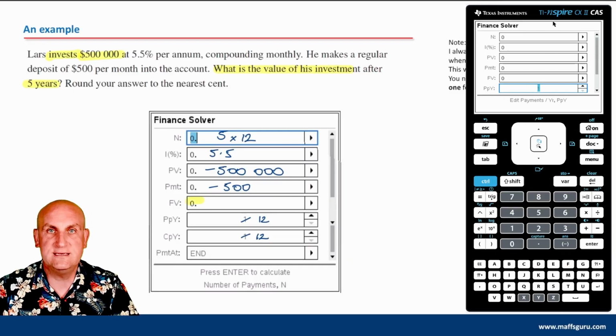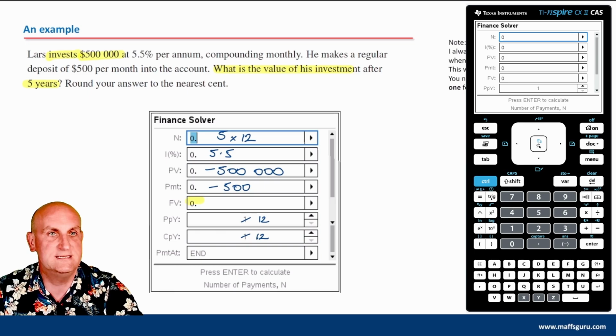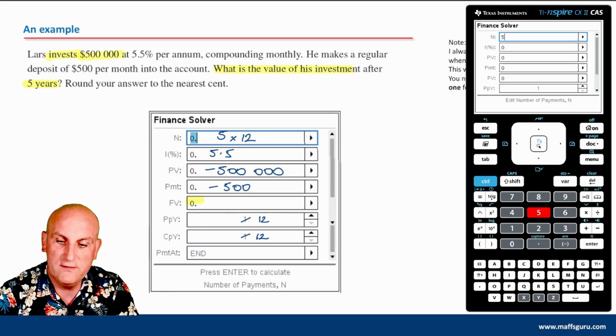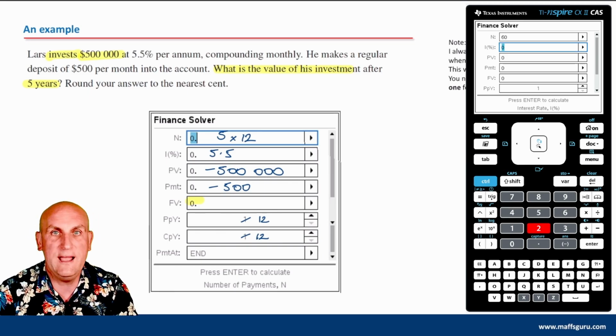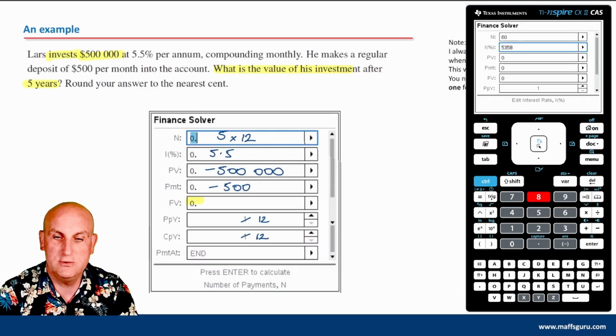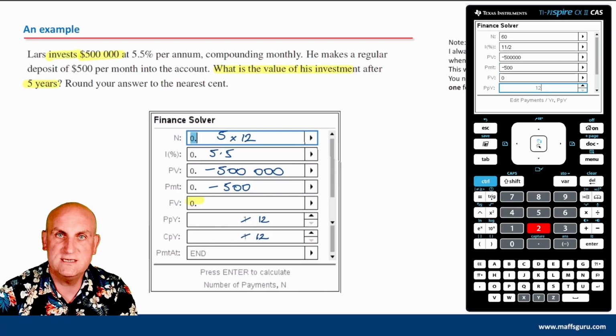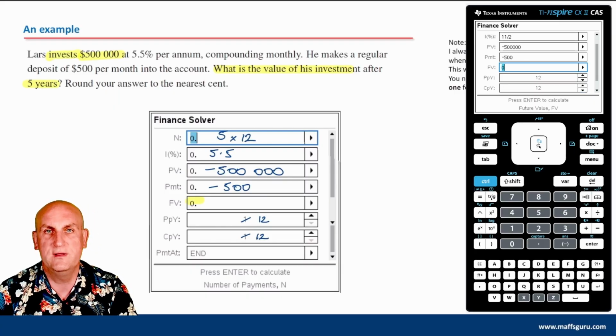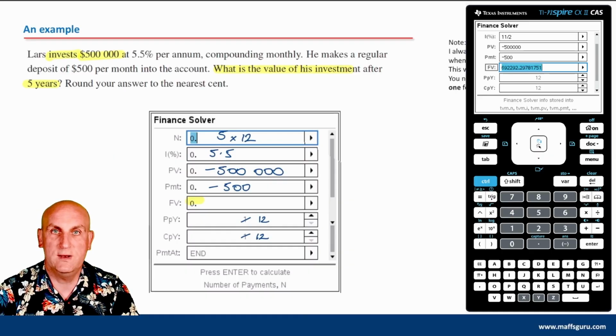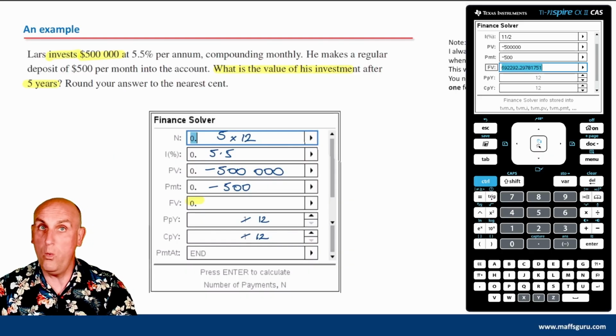So I'm going to fire up my calculator, and here we go. I'm going to put in the values. Delete, 5 times 12, and I normally do tab because it'll take me to the next section. 5.5, minus 500,000, minus 500, tab, tab. Change that to 12. That should also change to 12. All right, so I put all my data in there, and when I hit enter, out comes what?